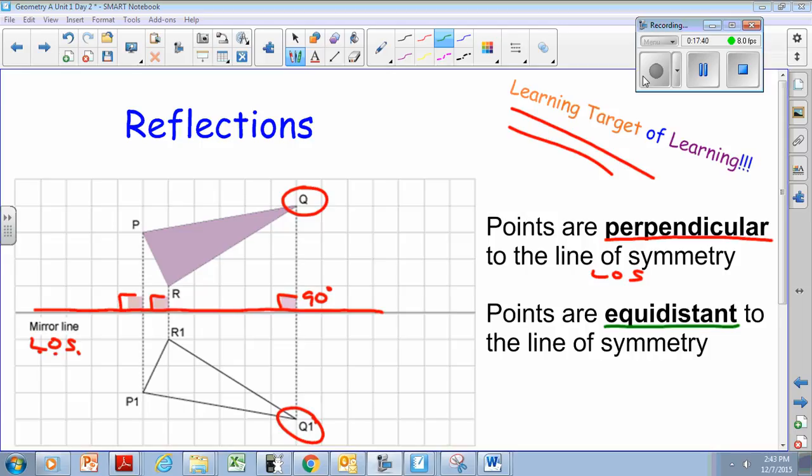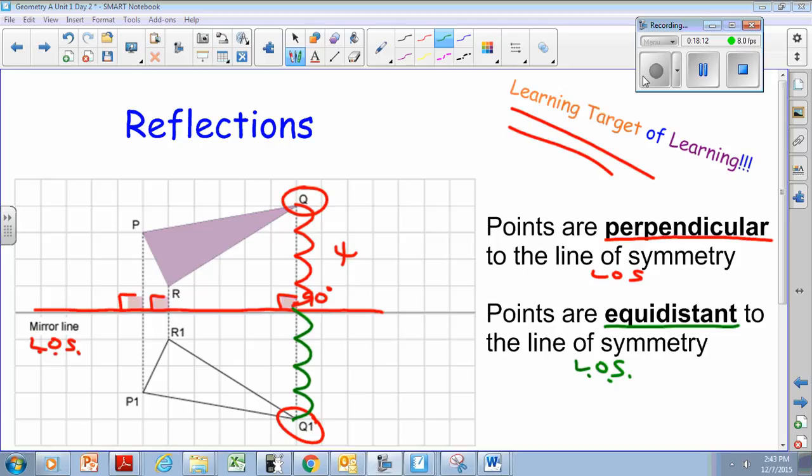All right, here's the deal. To be equidistant means you're the same distance from the LOS. So what does that mean? And how do you show it? You say that Q is 1, 2, 3, 4 ticks from the top. Therefore, Q1, also known as Q prime, has to be 1, 2, 3, 4 from the bottom. Mark it if you can.